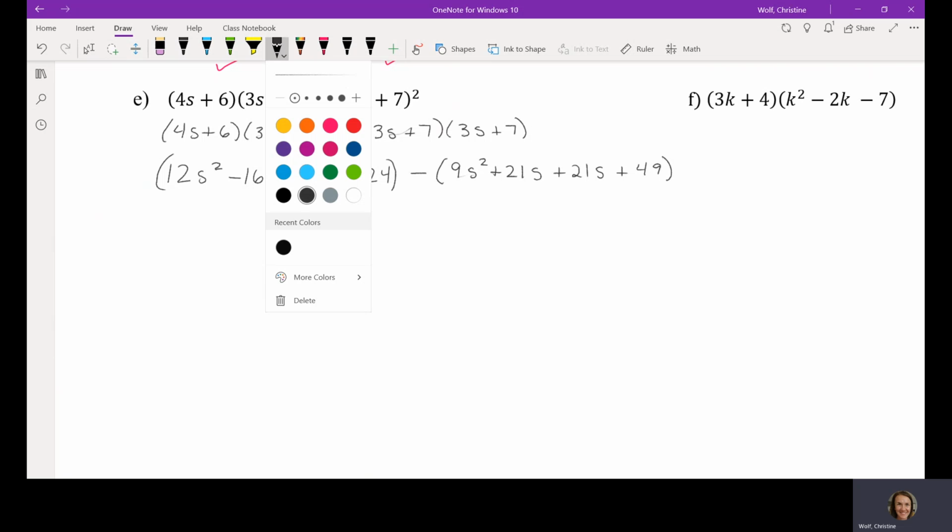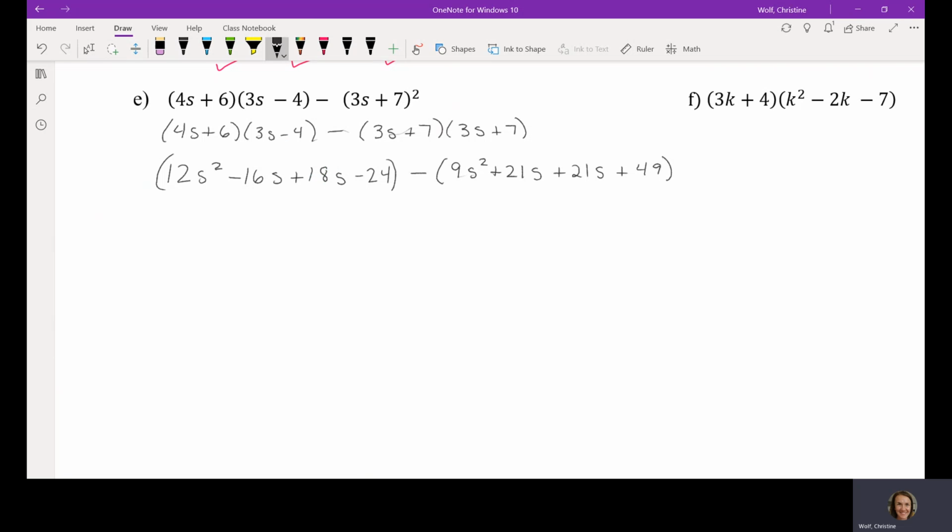Okay, so now what I'm going to do is I'm going to simplify each bracket. So if we look at the first bracket, 12s squared joins with nobody in that first bracket, but then these middle terms are both s's, so I can combine them. So negative 16 plus 18 is positive 2s, and that's an s, not a 5. Let me try that again. S, and then negative 24 has nobody to combine either. So there's the first multiplication all simplified, and then we're minusing, and we're going to do the same thing here.